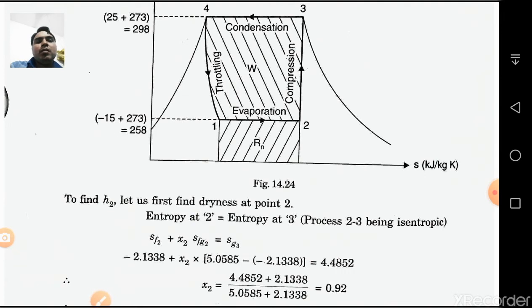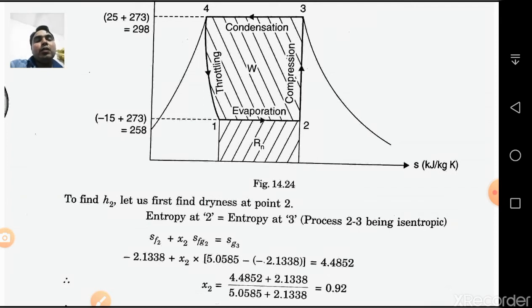So there is one problem: we do not know the dryness fraction value at point 2. At point 2 the refrigerant is in the form of liquid and vapor. So to find the enthalpy at point 2, we have to know the dryness fraction value. We do not know the dryness fraction, but the 2-3 process is an isentropic process.